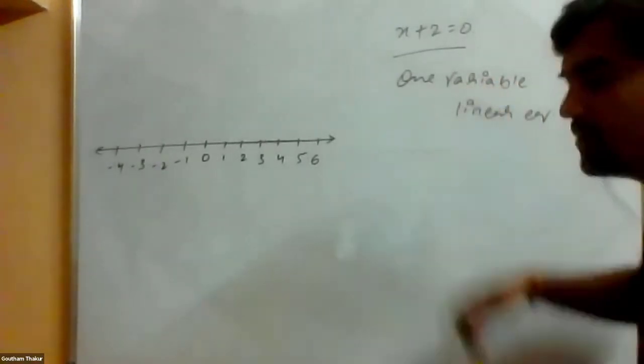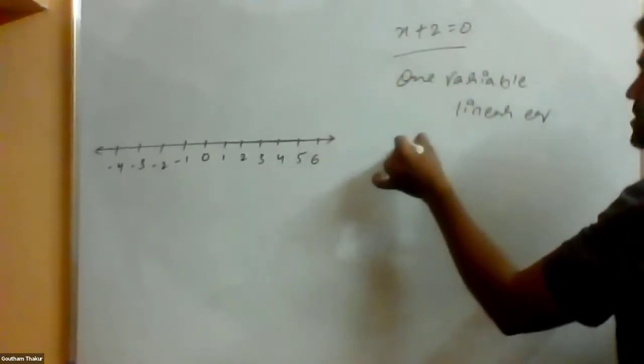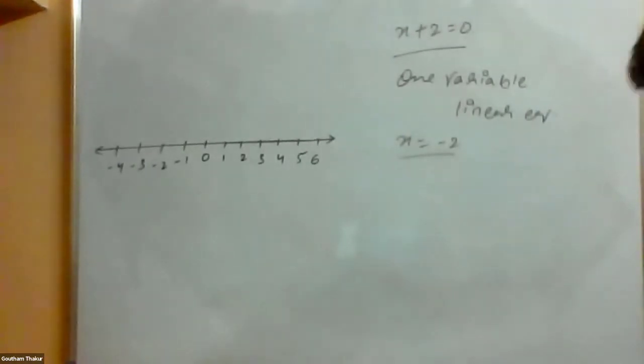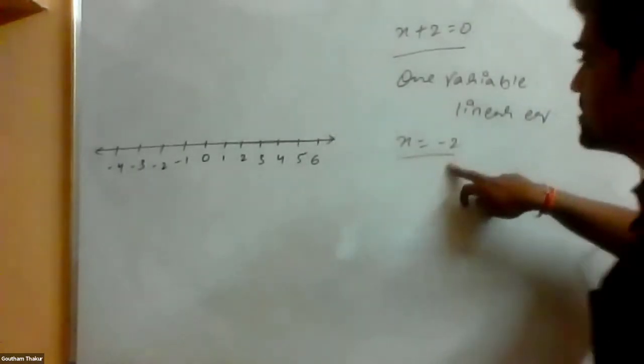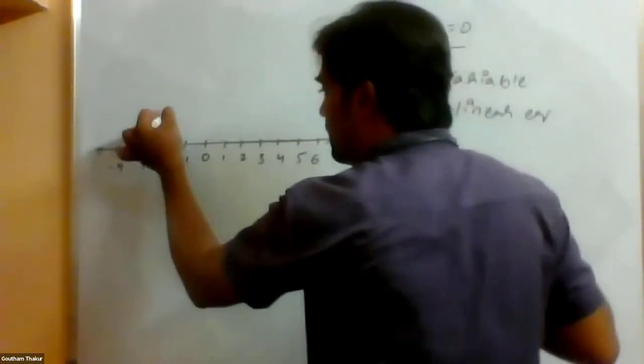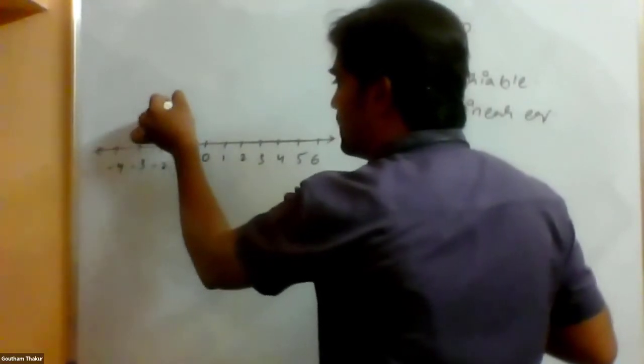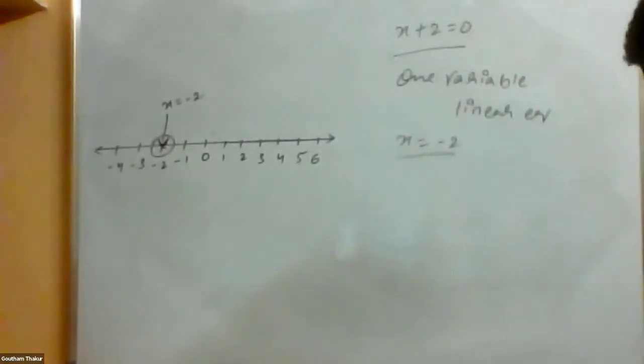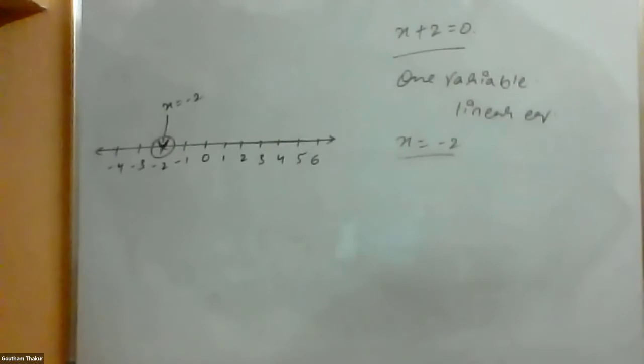So what is the value of x over here? x plus 2 is equal to 0, so x is equal to minus 2. This minus 2 on the number line will be represented like a point. This x is equal to minus 2, you will be learning in the lower class.